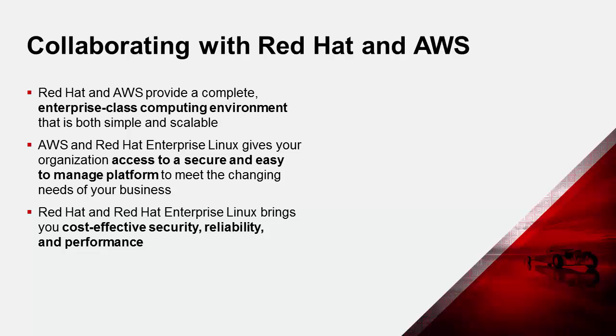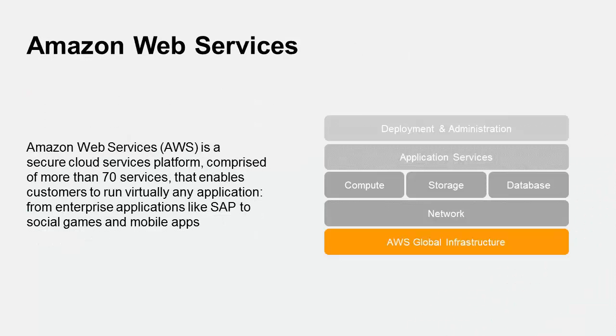So AWS and Red Hat have been collaborating now for a few years. Red Hat and AWS provide a complete enterprise-class computing environment that is both simple and scalable. AWS and Red Hat Enterprise Linux give your organization access to a secure and easy-to-manage platform to meet the changing needs of your business. Red Hat Enterprise Linux brings you cost-effective security, reliability, and performance.